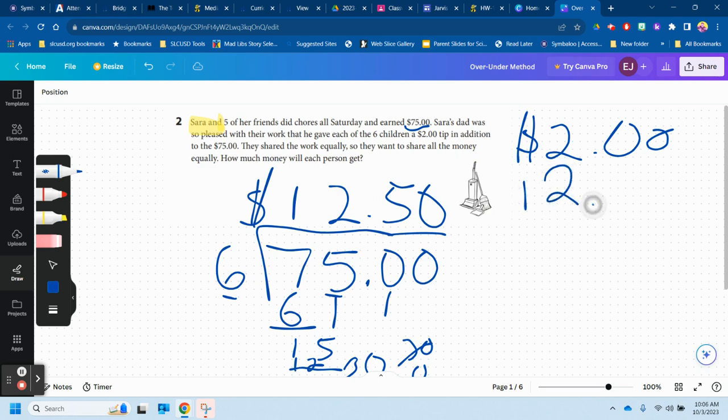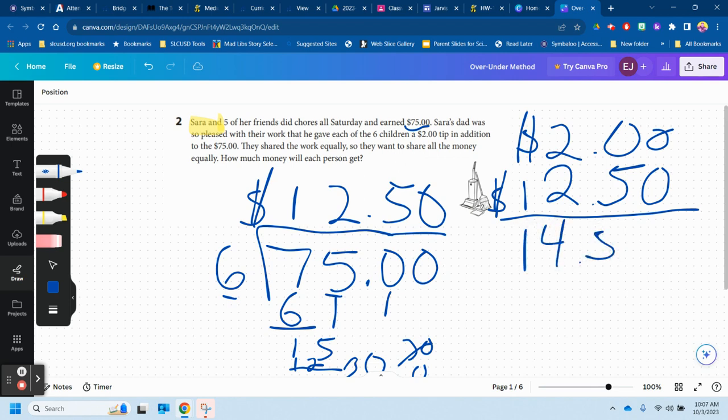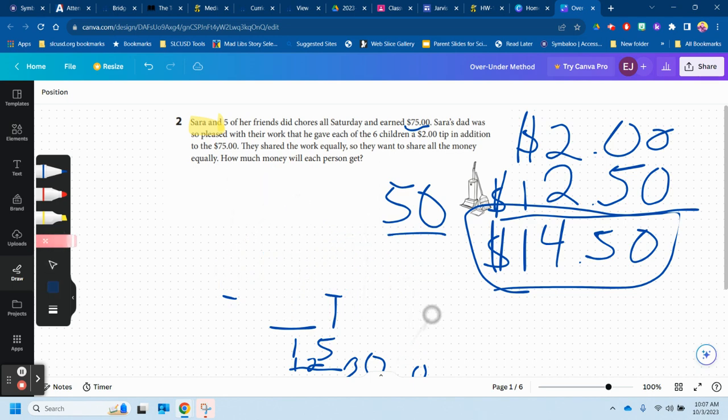Oh, but they each got $2 extra. So the problem says gave each of the children a $2 tip, plus altogether 75. So the 75 divides up to $12.50. If you want to know how much they each got also with the $2 tip, it's $14.50. So that's $14.50.